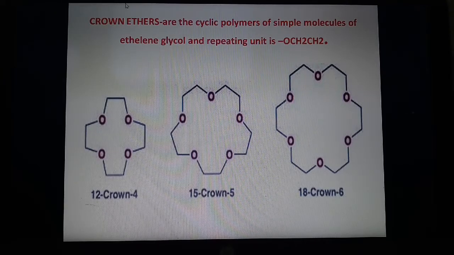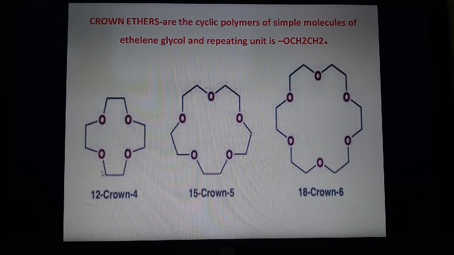So here you can see this is the O and this is CH2CH2. Similarly, here you have O and then CH2CH2. So you can have 4, you can have 5, you can have 6. In this way we name the crown ether: crown 4, crown 5 and crown 6. Now the question is, what about 12, 15 and 18?